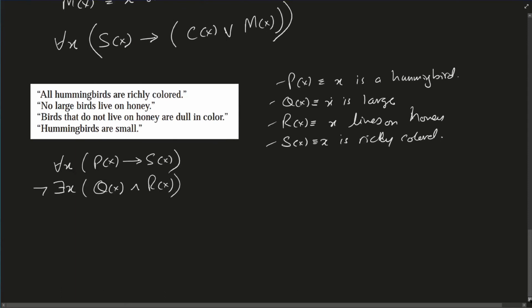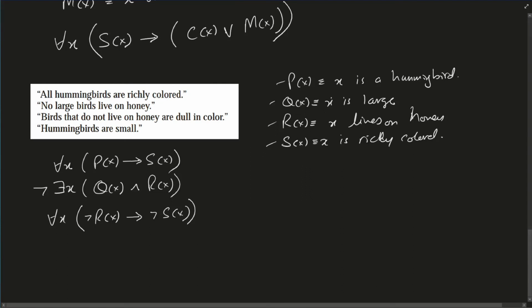The third statement, birds that do not live on honey are dull in color. Those that do not live on honey can be written as not R of x. If they do not live on honey, then they are dull in color. Dull in color can be written as not S of x. For every bird, if the bird does not live on honey, then its color is dull.